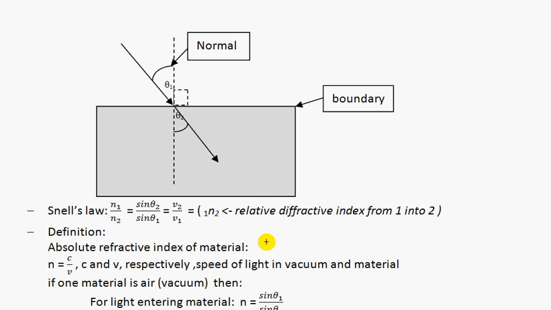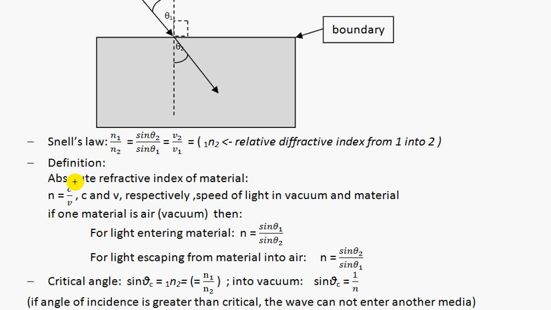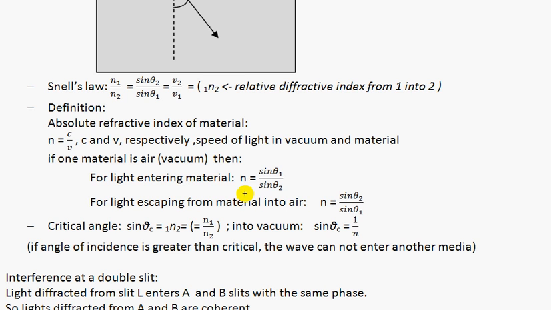The absolute refractive index of materials can be found using the speed: the speed of light in vacuum divided by the speed of light in the material. The refractive index of air and vacuum is about 1. All the rest of the materials have a refractive index more than 1. If one material is air or vacuum, then you have the following simple formulas. Refractive index equals sine theta 1 over sine theta 2.